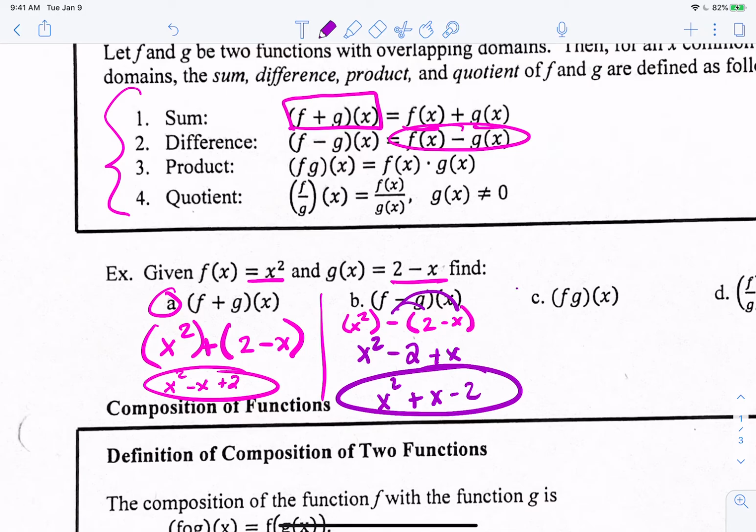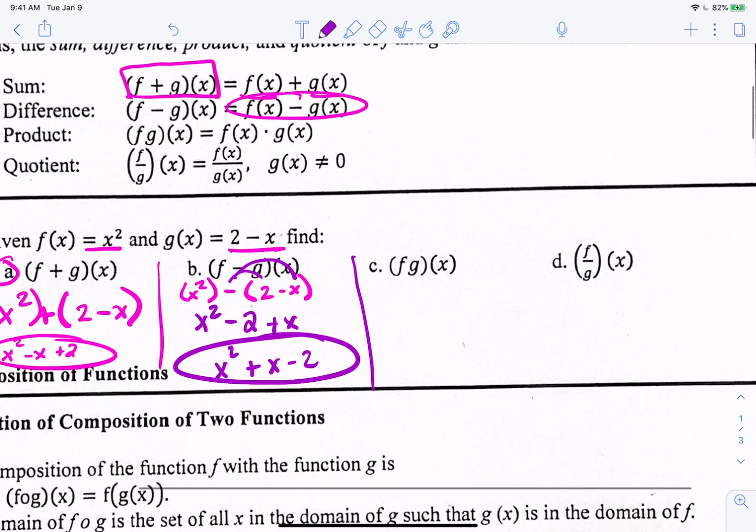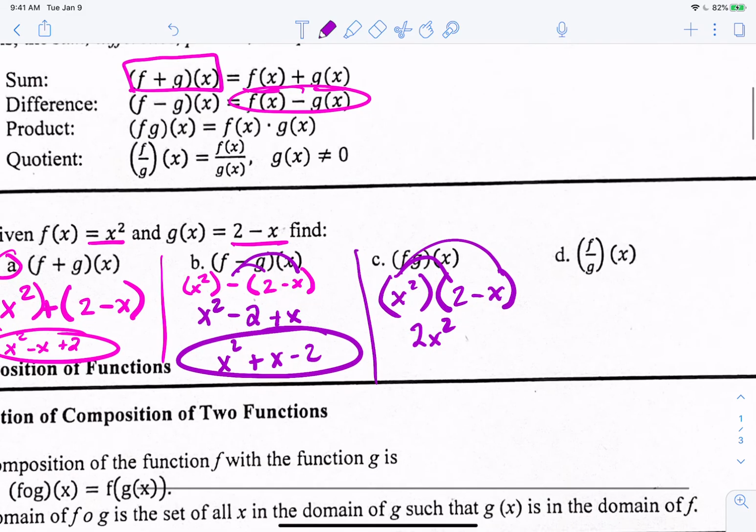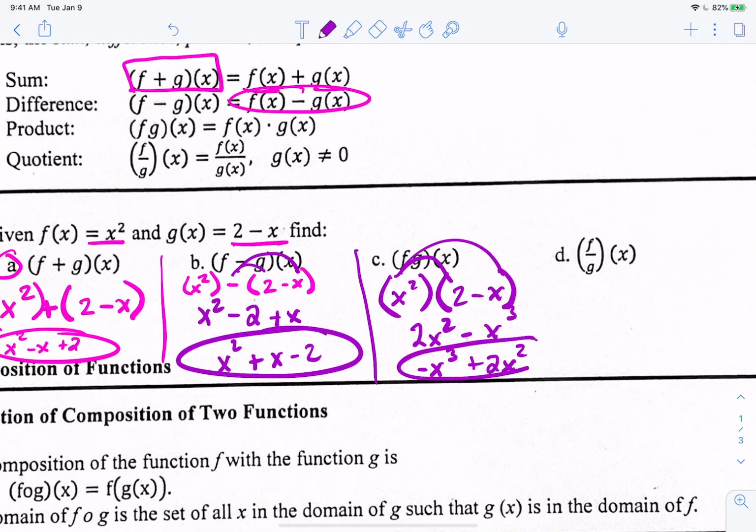Okay, good? All right, what is C asking you to do? Multiply them. So I'm going to take x squared and multiply by 2 minus x. So I need to distribute the x squared through. So x squared times 2 is 2x squared. x squared times negative x is minus x to the third power. And then I'm going to put it in order. So negative x cubed, plus 2x squared, because the 2x squared is positive. So there it is in order.